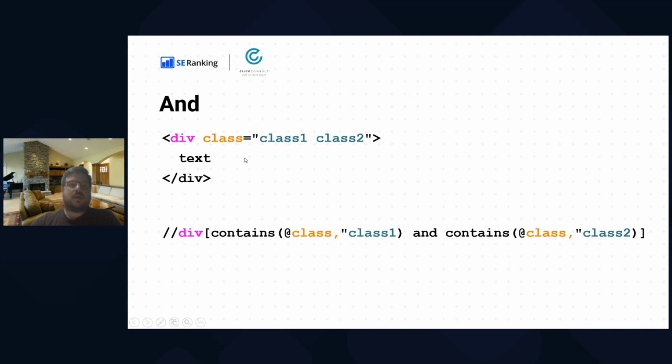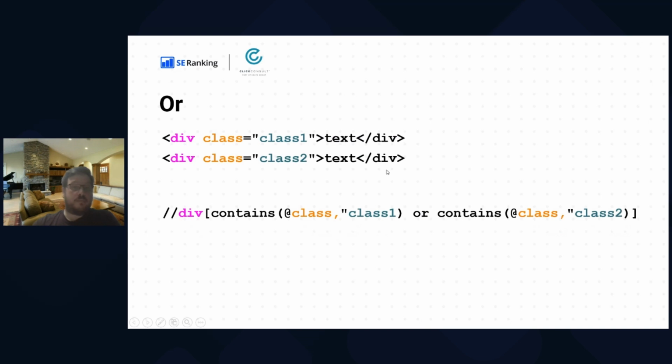So, and: in this example, say your div class has multiple values. It's got class 1 and class 2, and we only want to match attributes where both of those are present. So you can do //div contains class and then class 1. Oh, got a typo there. Should be closing the speech marks, but never mind. And contains class 2, and then that will only extract the contents of a div where both of these class values are present.